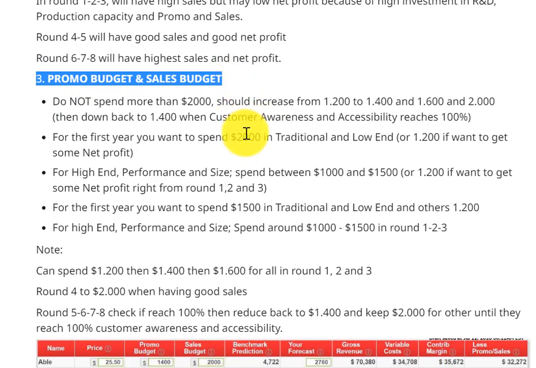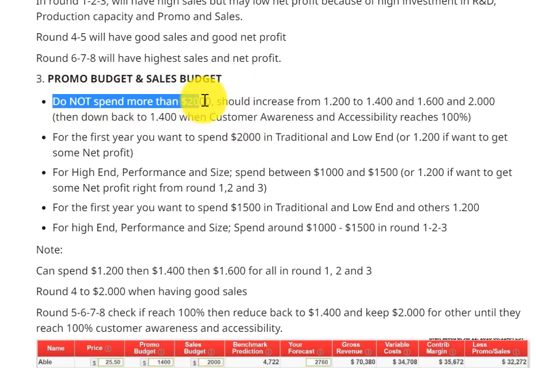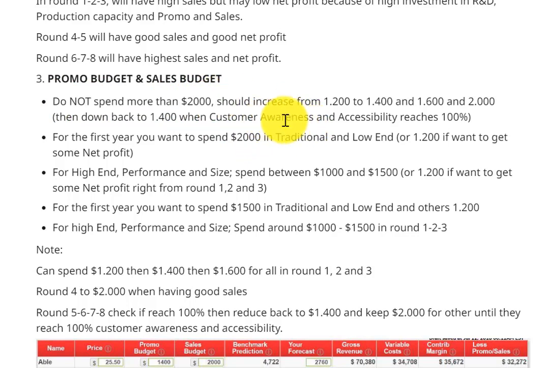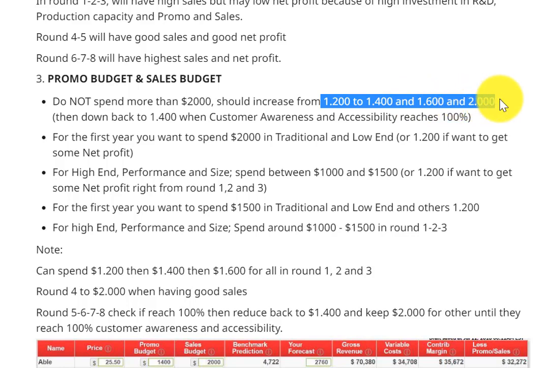For promotion and sales in the marketing too, often we want to spend 2,000 as soon as possible so that we can increase the customer awareness and accessibility to 100% in 3 rounds. But my suggestion is to start from 1,200, 1,400, and 1,600, and then to 1,000, and then back to 1,400.